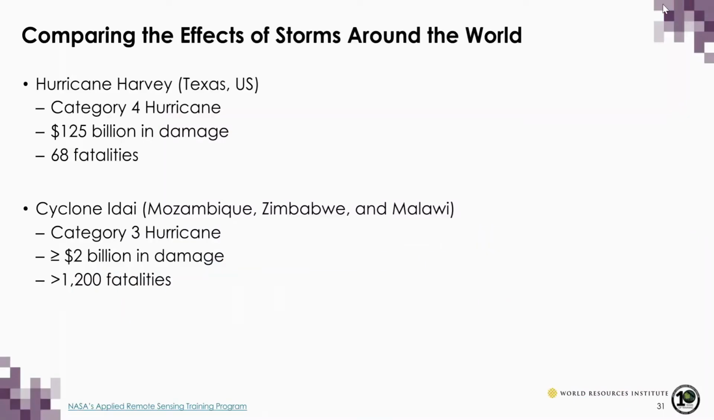Okay, now we're going to take a look at an example of how you could use ResourceWatch to look at disaster preparedness using some contextual data. We're going to do this by comparing what happened in Hurricane Harvey with Cyclone Idai. So first I want to just show you some quick numbers to compare these two events. You'll see that Hurricane Harvey was a larger hurricane. It had a higher cost in damage, but many fewer fatalities.